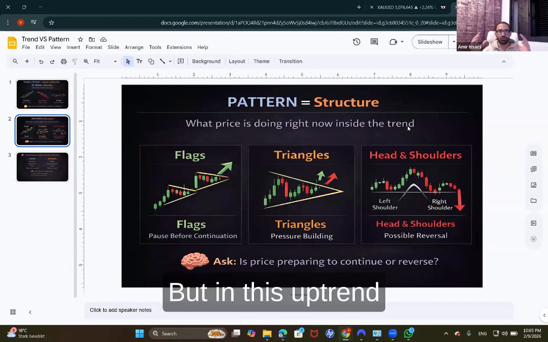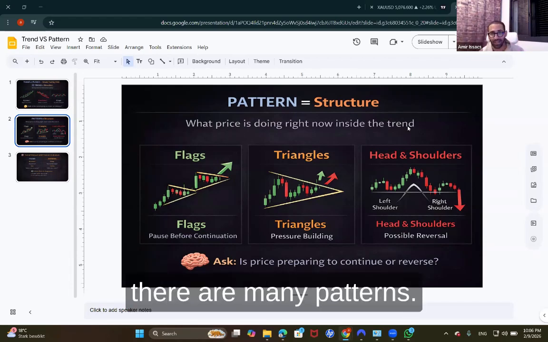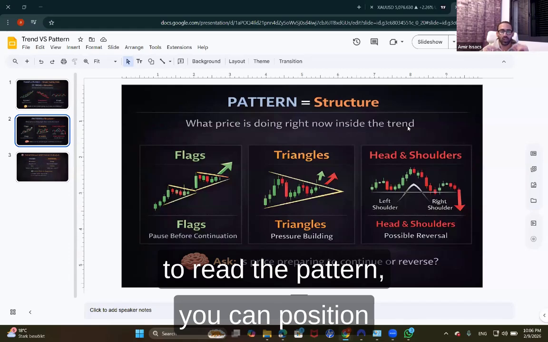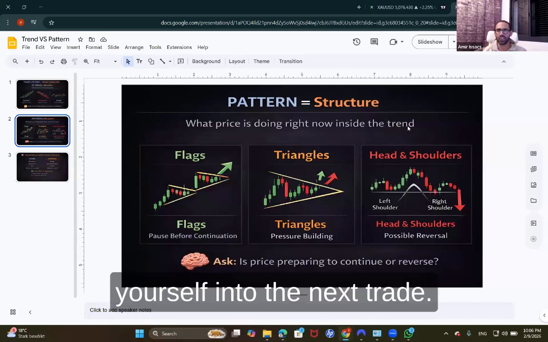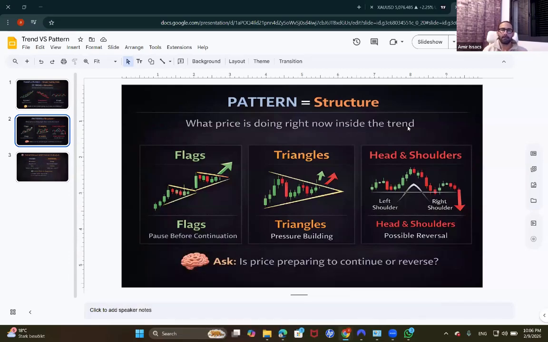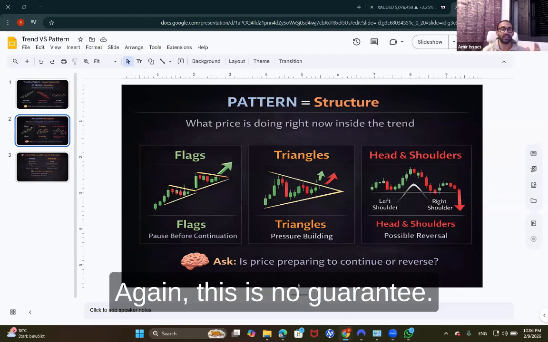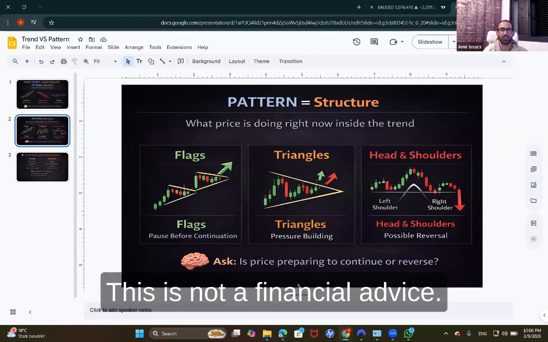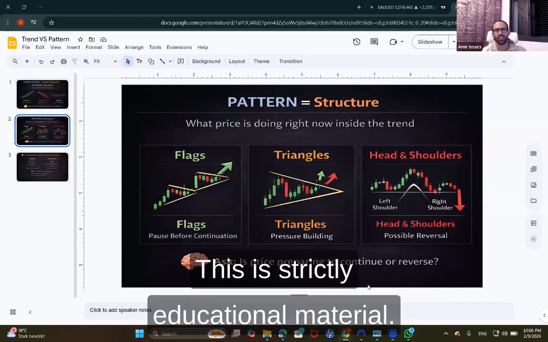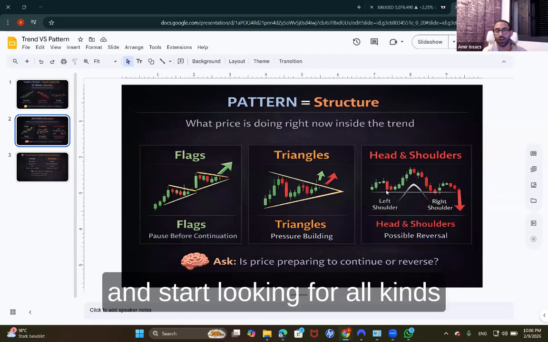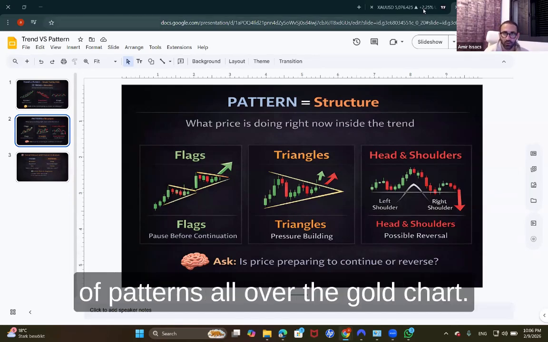But in this uptrend, there are many patterns. And if you understand how to read the pattern, you can position yourself into the next trade and find yourself making more money over time. Again, this is no guarantee. This is not financial advice. This is strictly educational material. So let's dive into the charts and start looking for all kinds of patterns all over the gold chart.